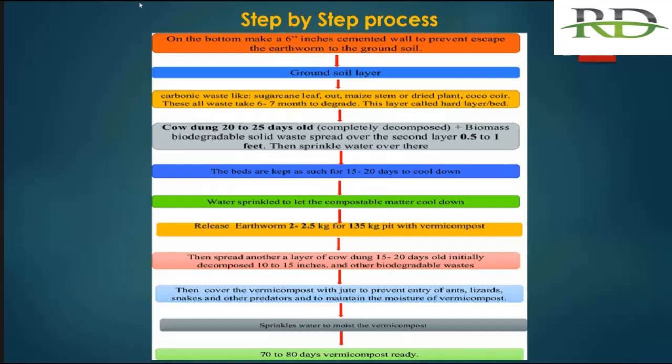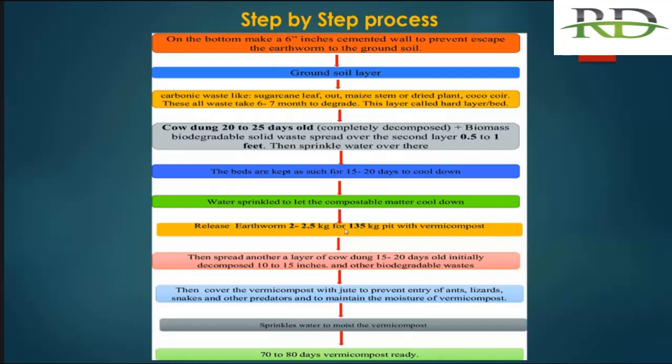So cow dung, 20 to 25 days old, that is partially decomposed material, we have to use for vermicomposting. Then beds are kept as such for 15 to 20 days to cool down. After that, we sprinkle water and let the compostable matter cool down. After that, we release 2 to 2.5 kg of earthworms for a 135 kg pit of vermicompost.